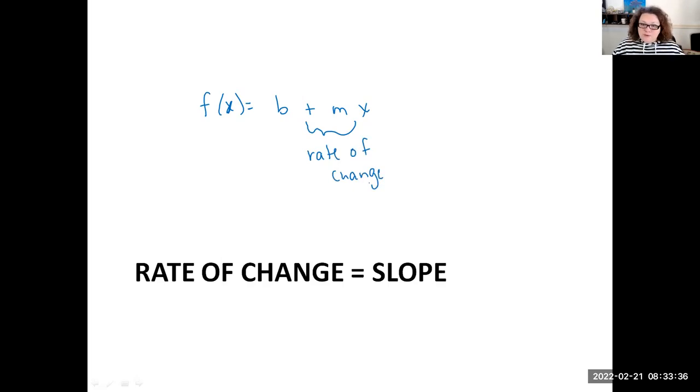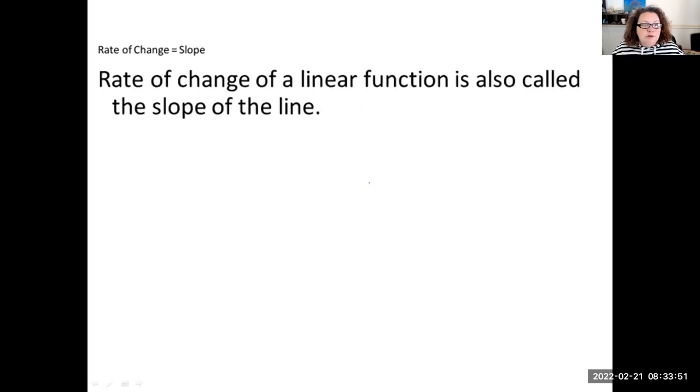It could be positive if it's increasing. It could be negative, which is when it's decreasing, or it could just not be there at all, which means it's constant, okay? Rate of change is equal to slope. The rate of change of a linear function is also called the slope of the line, and it's represented by m. M could be positive if it's increasing, negative if it's decreasing, or it just wouldn't be there if it's constant.